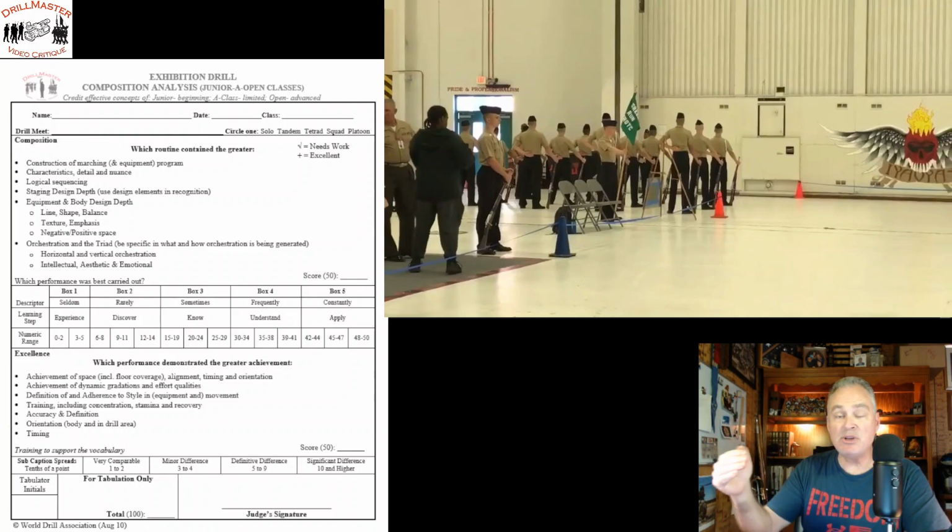So the team is communicating on a visual level through this performance, and that's what we're looking for: accuracy and definition. If it's inaccurate, there's muddy communication. It's not as clear as it could be, and I forget the difference between accuracy and definition.